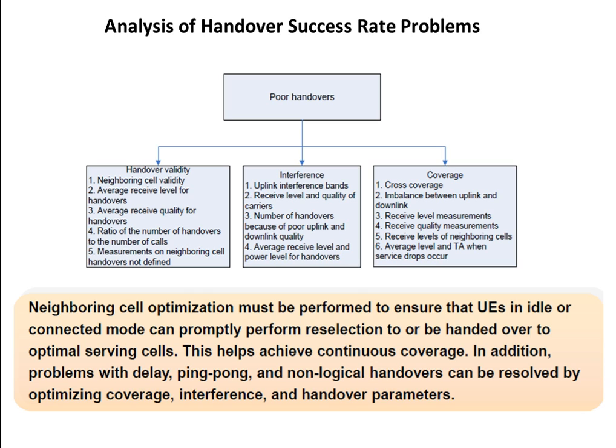So neighbor cell optimization must be performed so that UEs in idle or connected mode can appropriately perform reselection to, or be handed over to, other optimum dominant serving cells, and this helps to achieve continuous coverage and seamless service within the network. It should be designed in such a way that handovers are not delayed, handovers do not have ping pong, and non-logical handovers are not there.